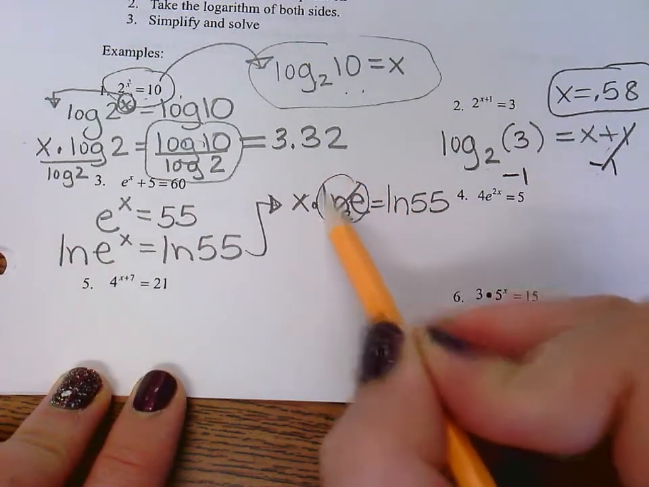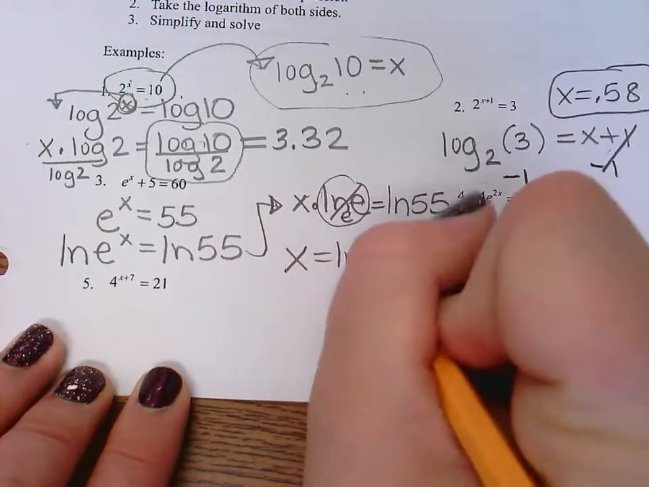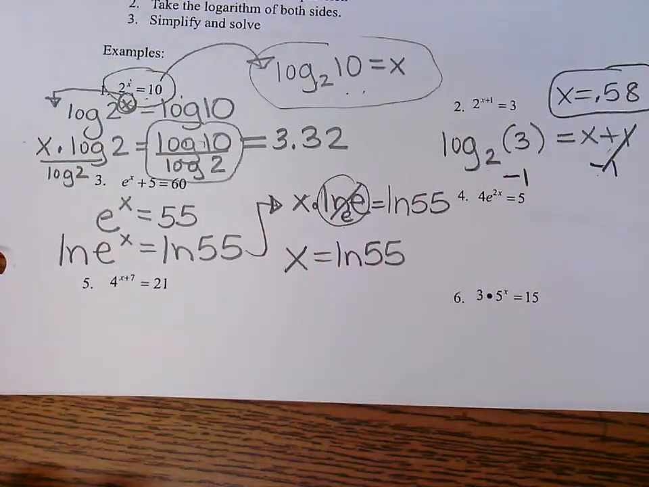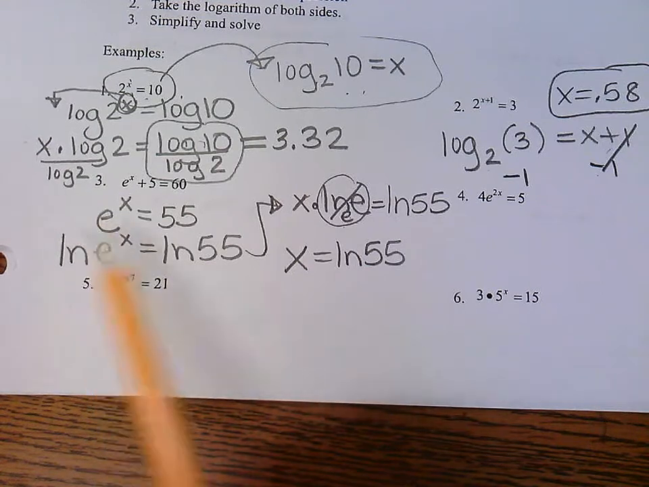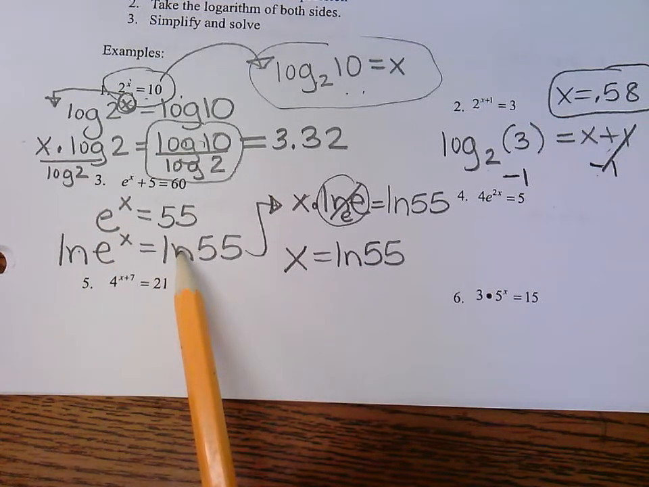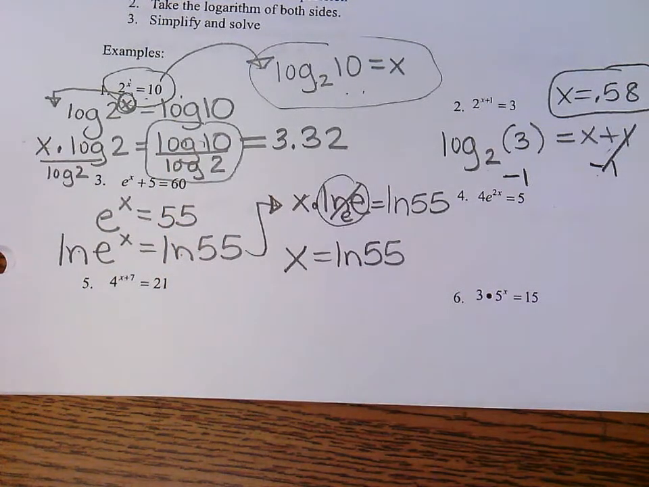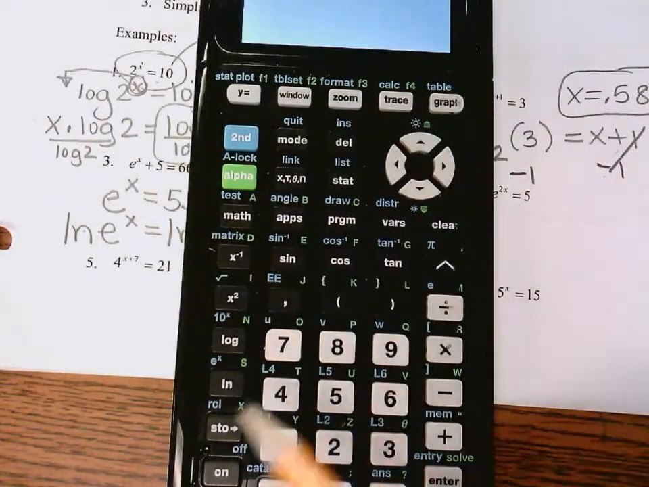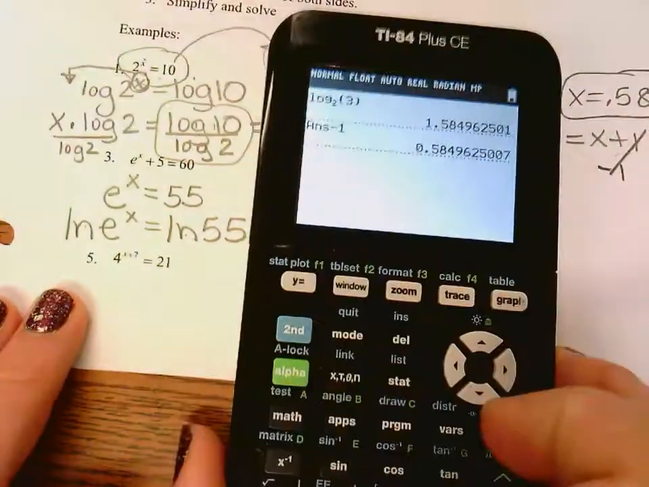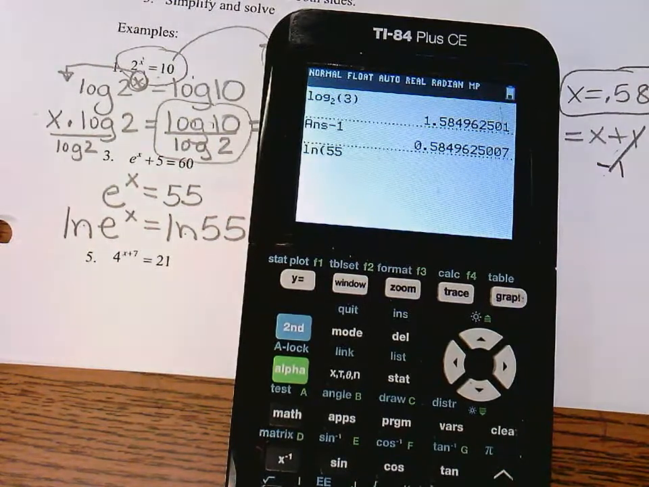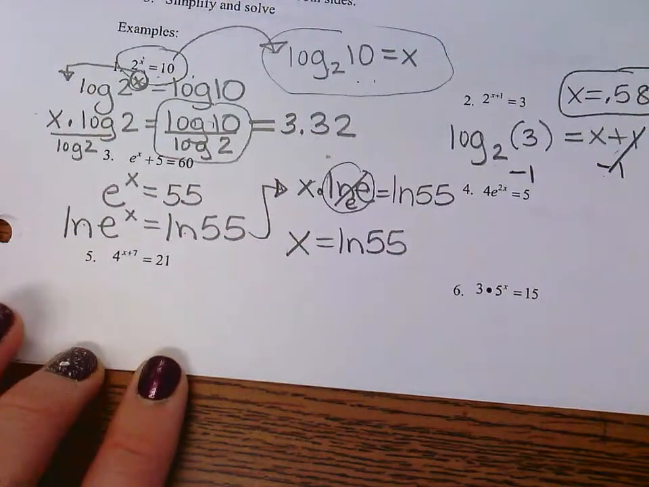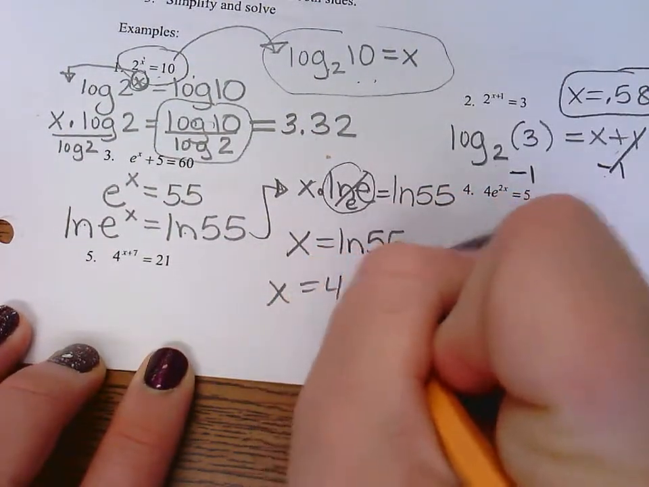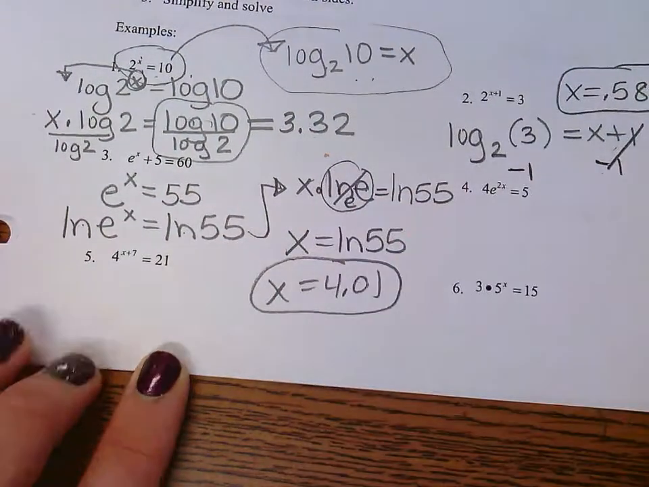So that's just 1. So it's like a little shortcut because all you have to do is evaluate the natural log of 55 and you've got your answer. So if you ever have a base of e, take the natural log of both sides instead of taking the log of both sides. And the natural log button is right below the log button on your calculator. So the natural log of 55 is 4.01.